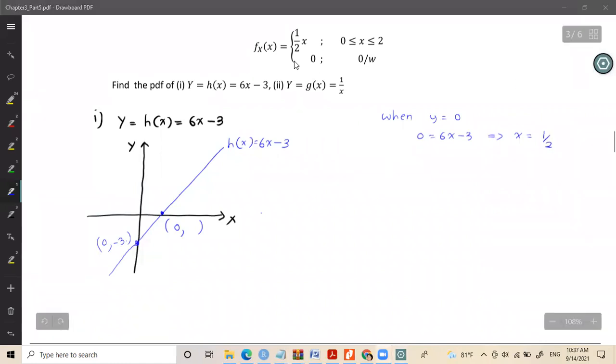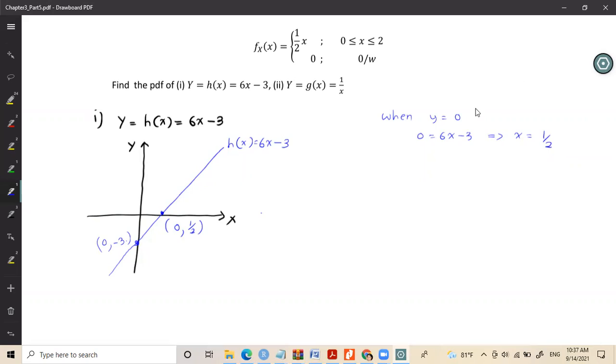3 to the other side, 3 divided by 6. Yes, you got the answer. X will be 1/2. So here's our x-intercept, right? And what is the support of x? X is in between 0 and 2. So it will be from 0 to 2.